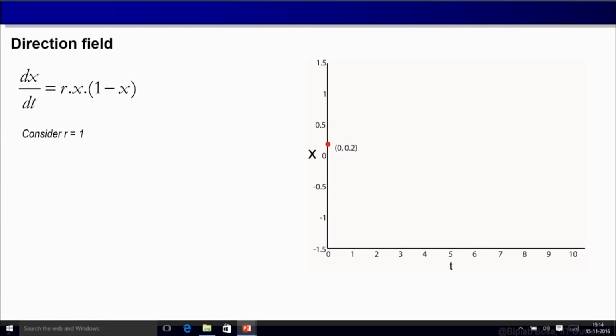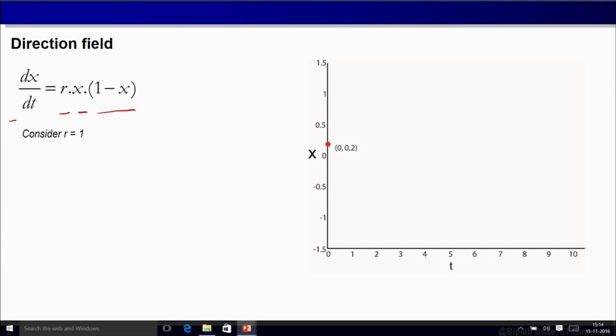Let us take the old model of spread of infectious disease. So what was the ODE? X is the fraction which is infected with the disease. So dx dt, the rate of change of population infected with the disease, is equal to r into x into 1 minus x. So we want to analyze it using the concept of direction field. Let us see how to do that.